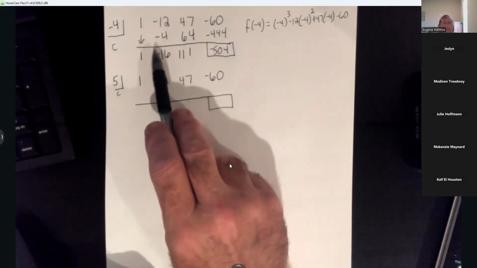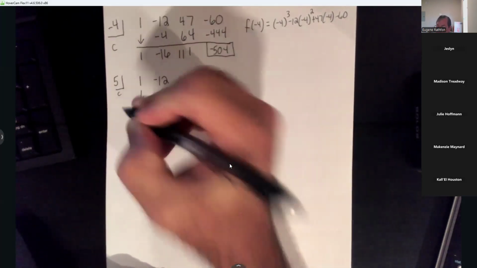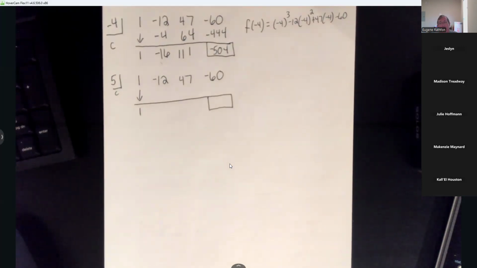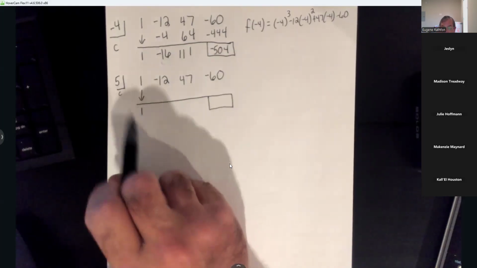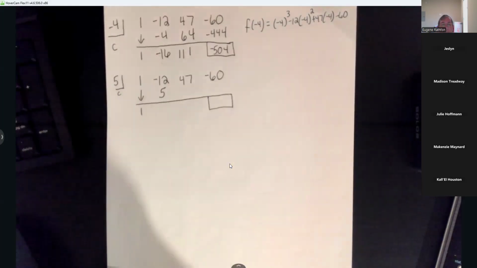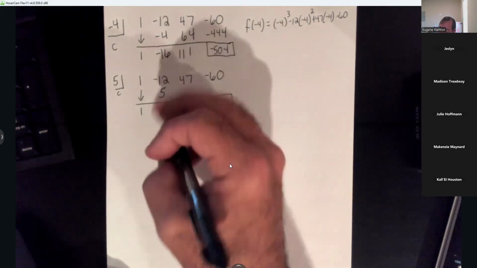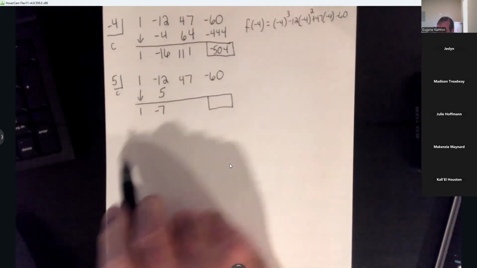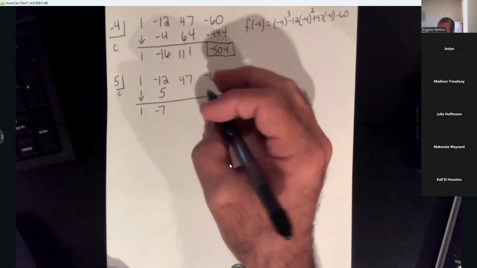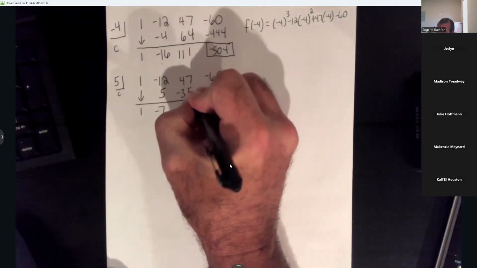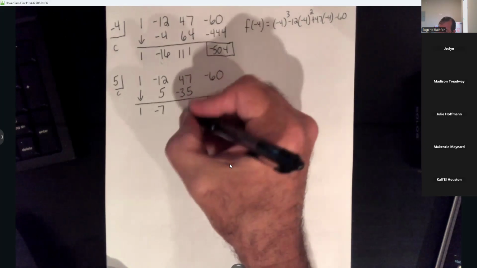Hey, y'all, so look, same steps. We're going to bring the first number down. This isn't really bad once you get used to doing it, okay? So watch this. 1 times 5 is 5, so that goes to the next column. We're going to add this column. Negative 12 and 5 will give you a negative 7. We're going to multiply negative 7 times 5. That's a negative 35. All right, 47 and negative 35 give me a positive 12.